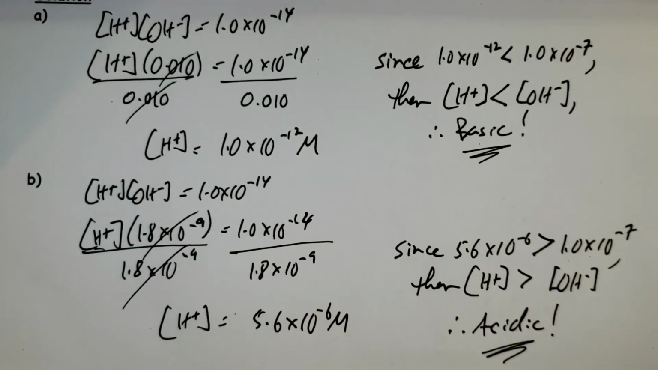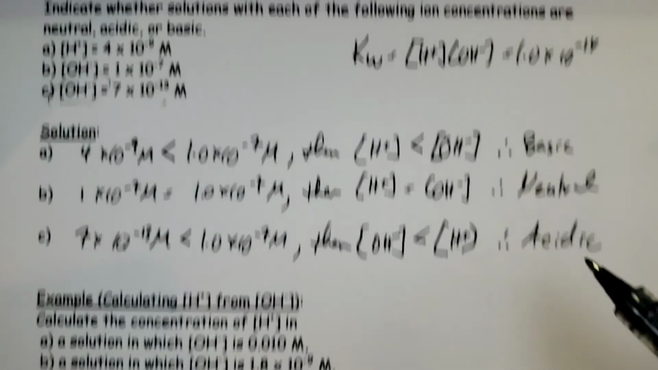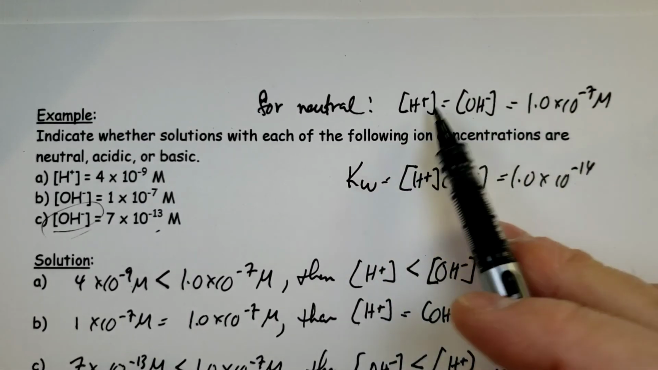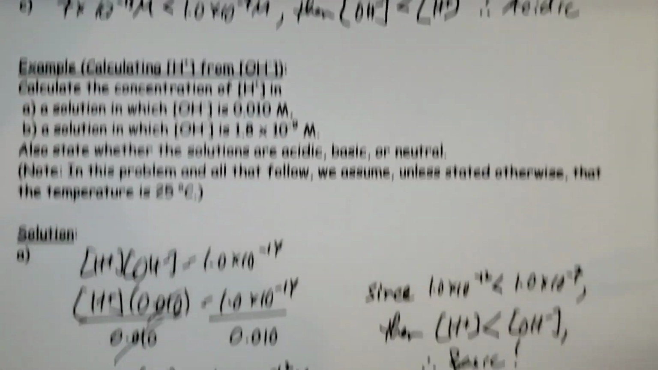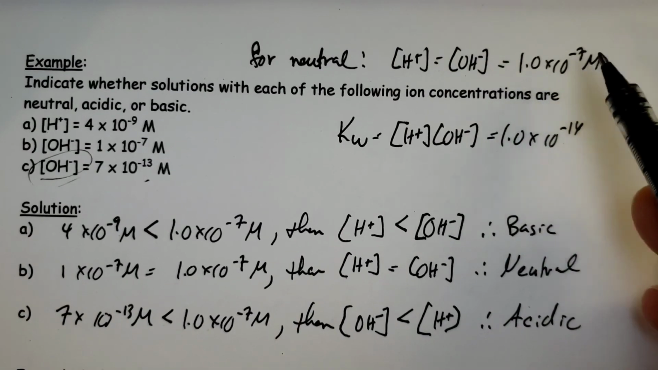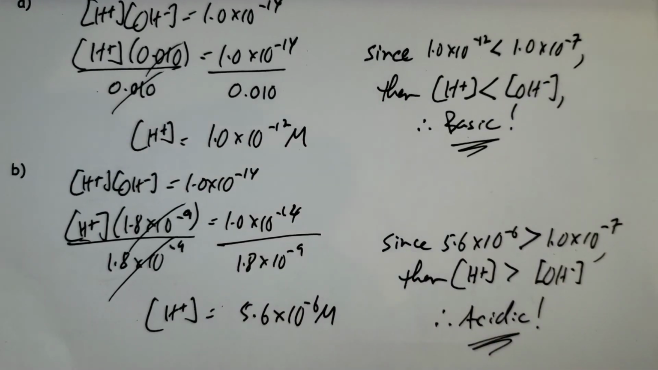Right, so that's how we do that. So we have this relationship up here, Kw, and then from there we know that for a neutral solution, [H+] and [OH-] must equal this concentration. Then whatever concentration we have in our question, we can compare with that neutral concentration amount and figure out if it's acidic or basic. All right, you should be able to do the assignment now.